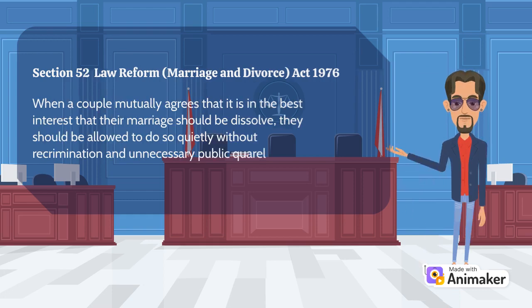Section 52 provides that when a couple mutually agrees that it is in the best interest that their marriage should be dissolved, they should be allowed to do so quietly without discrimination and unnecessary publicity in a quarrel. Section 52 also requires that proper provision be made for the wife and the support, care and custody of the children of the marriage, and this proper provision must be accepted by the court as fair and reasonable before the decree of divorce can be granted.